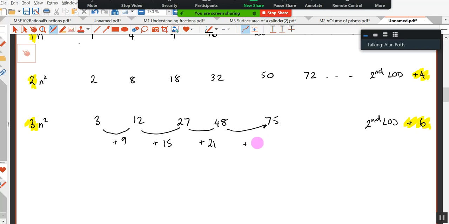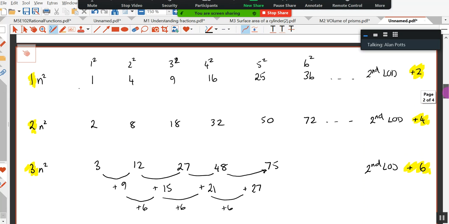27. And you'll notice, look, that the second line of difference is plus 6. Okay. So what we would have then done is said, all right, but what if it's plus 3? What if it's plus 5? We haven't got them. They seem to have been skipped.